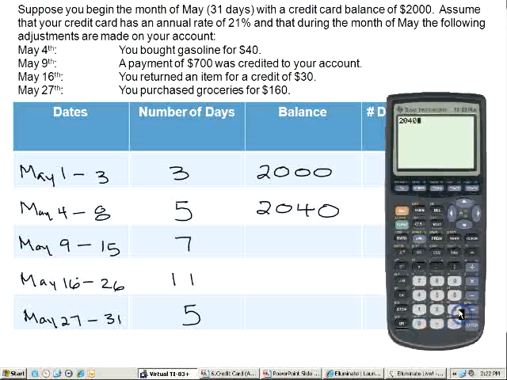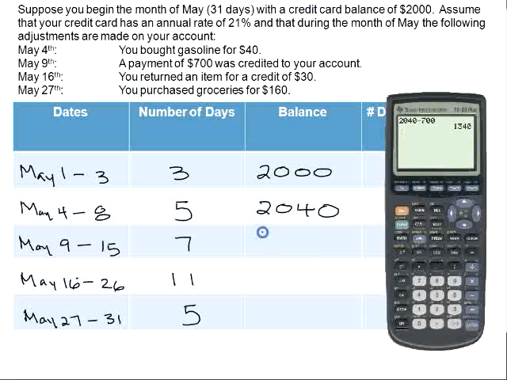So we take $2,040 minus $700 to get our balance beginning on the 9th, and that is $1,340. So our balance beginning May 9th is $1,340. It stays that until the 16th, we return an item for a credit of $30. Anytime you return an item for a credit, the balance decreases. So on the 16th, we got a $30 credit, so our balance decreases by $30, and it will be $1,310.